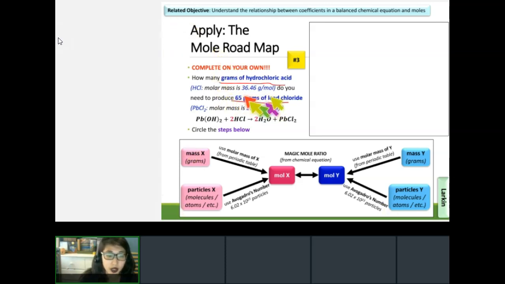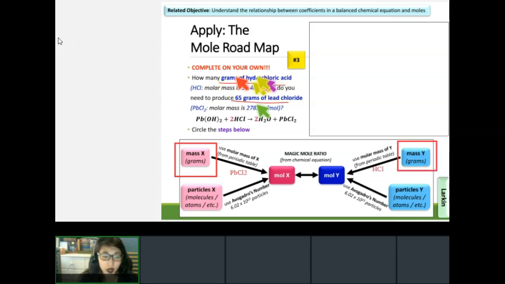Good. Yeah, we're starting off with lead chloride, which is going to be our pink side. And again, we're starting off with grams. That'll be our mass. And what am I solving for? Point for me on the question part. Yeah, we're solving for grams of hydrochloric acid. That'll be my blue side, HCl. And again, grams is going to be mass.